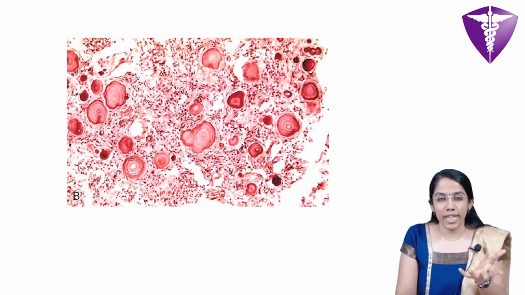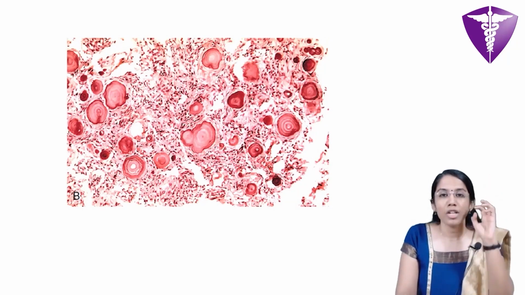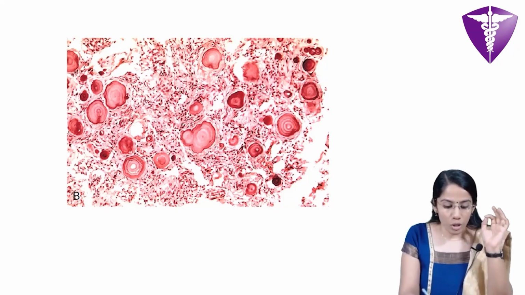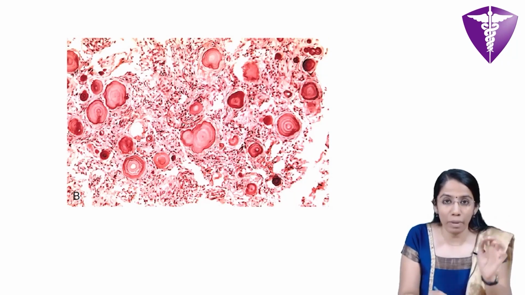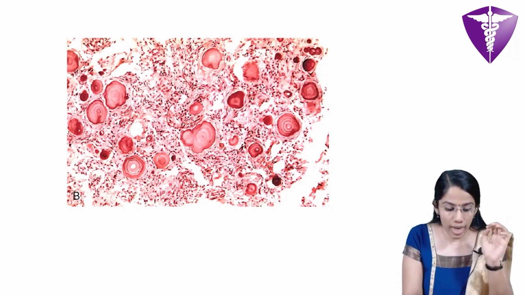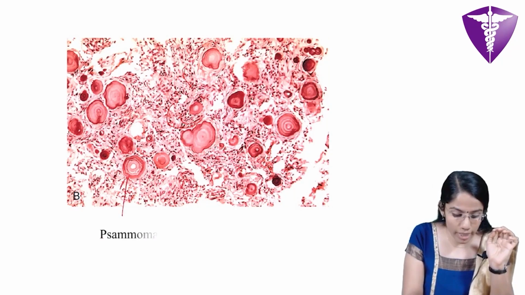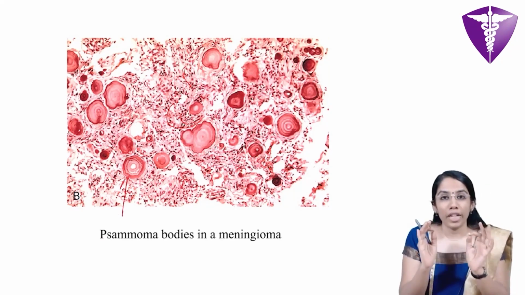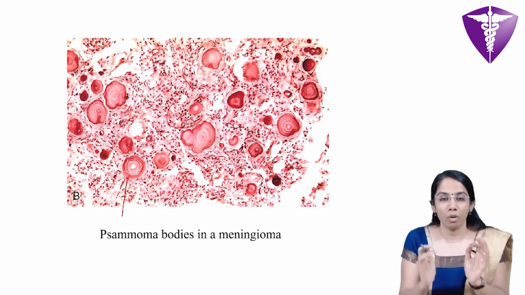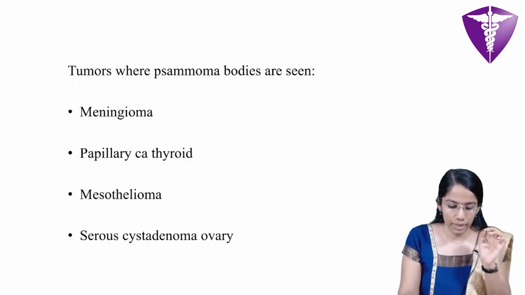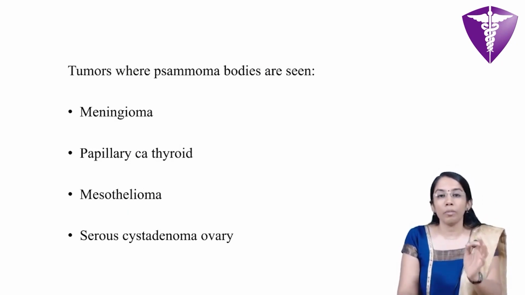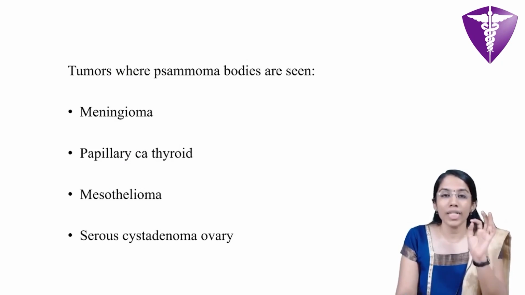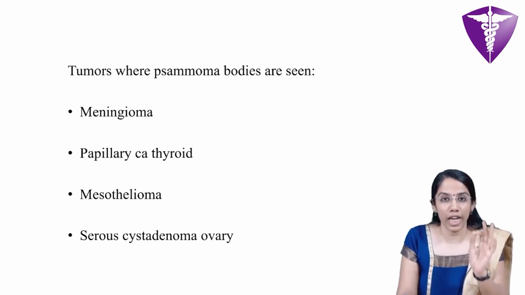Here you will be given a CNS lesion, a dura-based lesion, and asked for the diagnosis. Here you can see tumor cells arranged in a vague whorl pattern and in a syncytial pattern with indistinct cell borders, and you can see various psammoma bodies. So this is a case of meningioma with psammoma bodies. Apart from meningioma and papillary carcinoma thyroid, other tumors in which psammoma bodies can be seen are mesothelioma and serous cystadenoma of the ovary. You have to remember, psammoma bodies are also an example of dystrophic calcification.